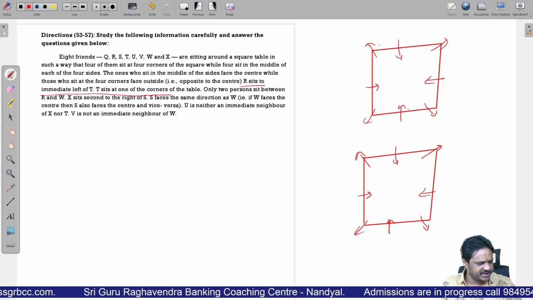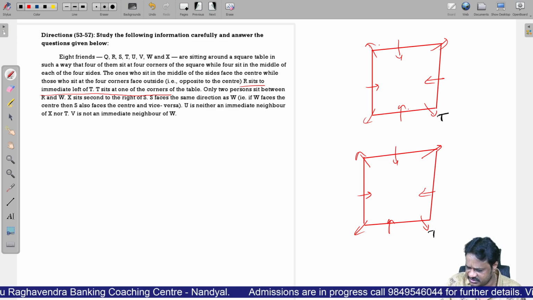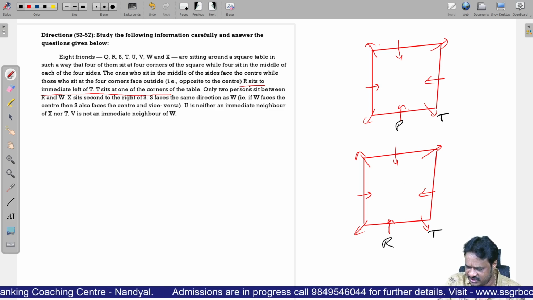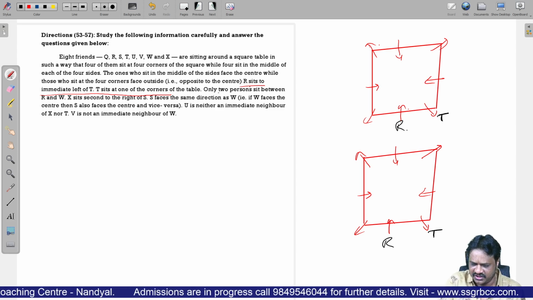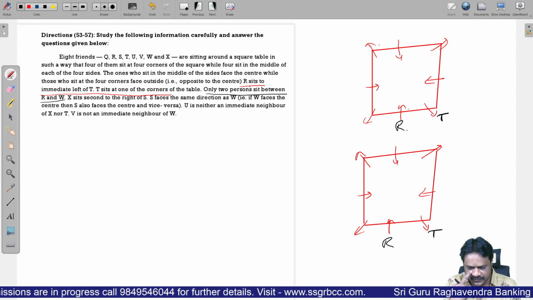So keep T at one of the corner. I am keeping T here. R is to the immediate left of T. Here also R is to the immediate left of T. Two persons are there between R and W. There are two persons in between R and W.